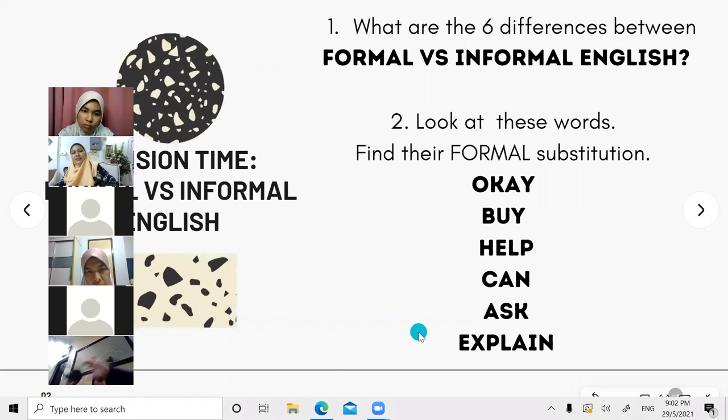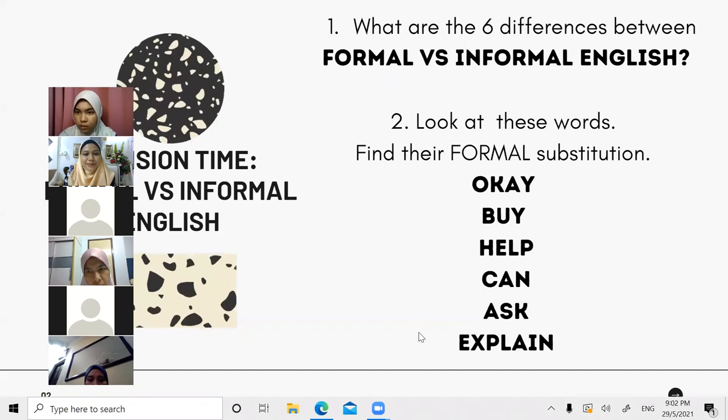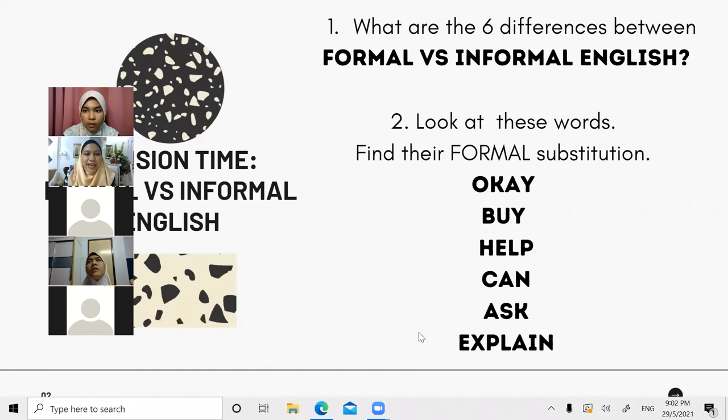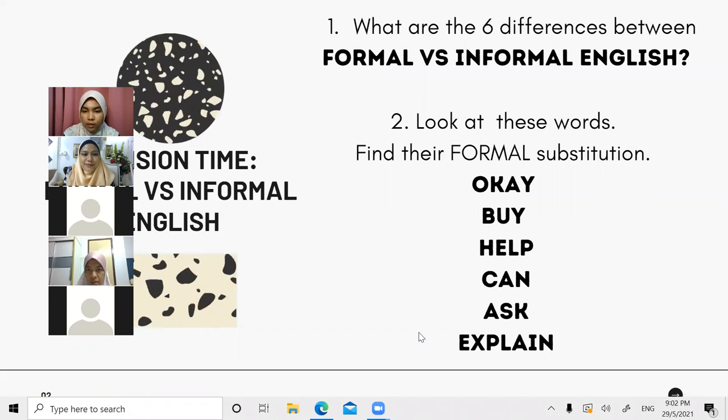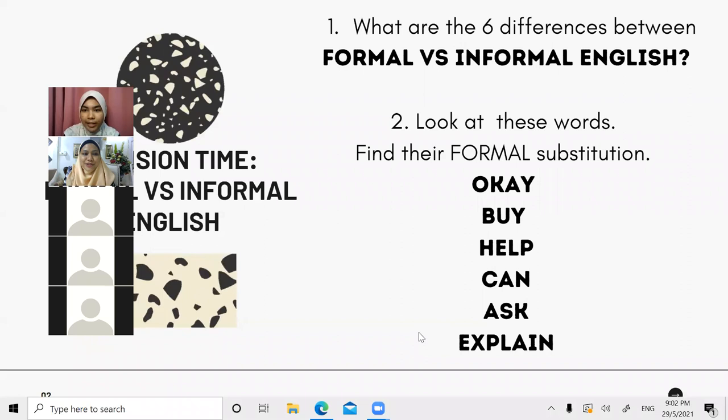Okay. Next one. What about explain? Last but not least. Remember the word? Starting with E. Could you explain more? What would you say? Elaborate. Yes, correct. And another word. You remember last week we looked at the word. Enlighten. Yes. Could you enlighten me on this matter?